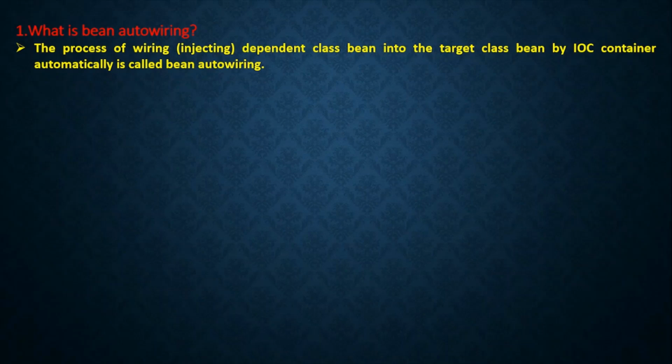I will explain through examples, so don't worry. So let's understand the theoretical concepts first. First, understand the concept, what it is exactly. What do you mean by autowiring? I hope you have got some basic idea what autowiring is. The process of injecting the dependent class into the target class bean by the IOC container automatically, that is what is called bean autowiring.